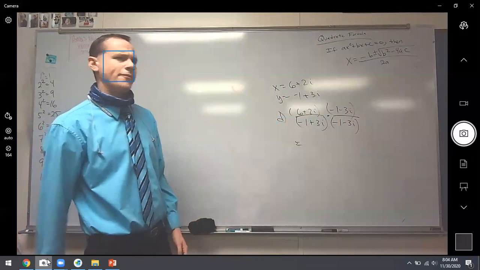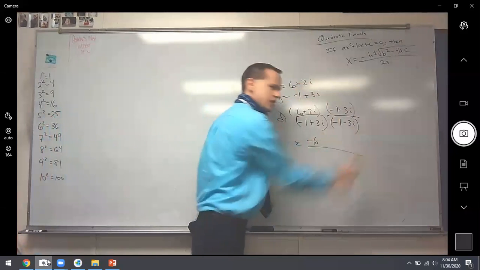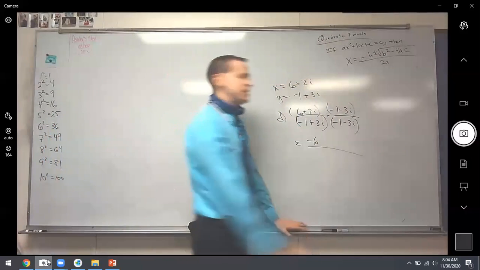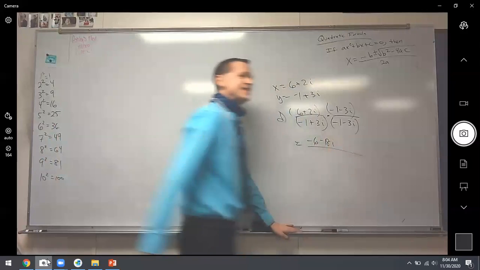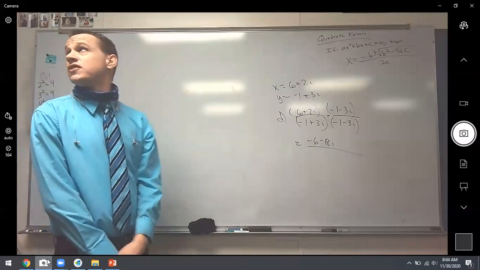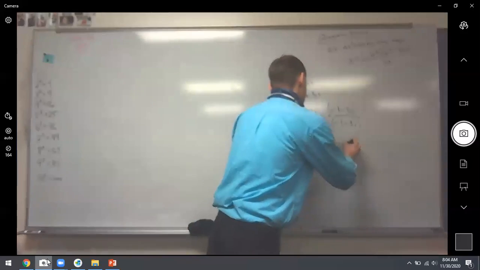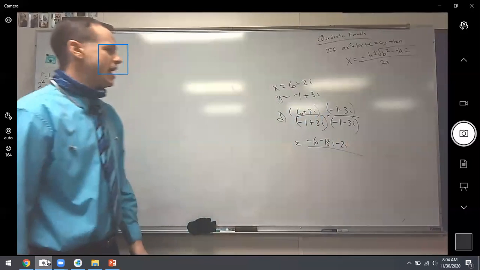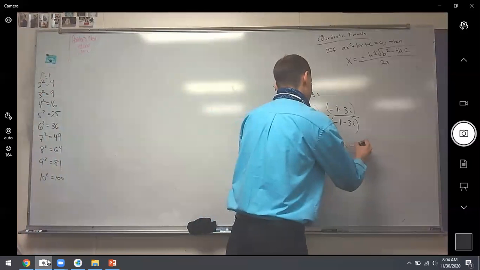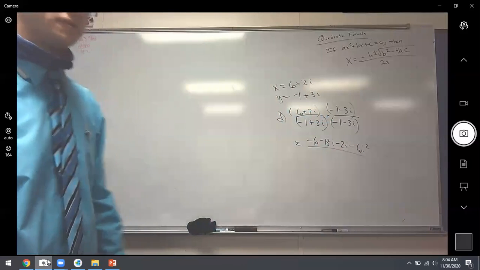All right, let's do the top. Distributing this out, 6 times -1 is -6. 6 times -3i is -18i. And the 6 has been distributed. Moving on to the 2i times -1 is -2i. And lastly, 2i times -3i is -6i squared. Almost similar to the last problem, but there's a slight difference in this.